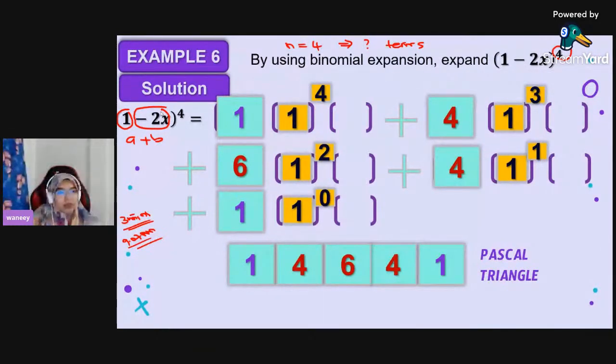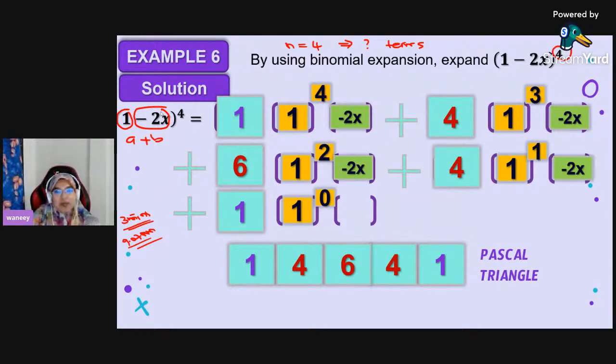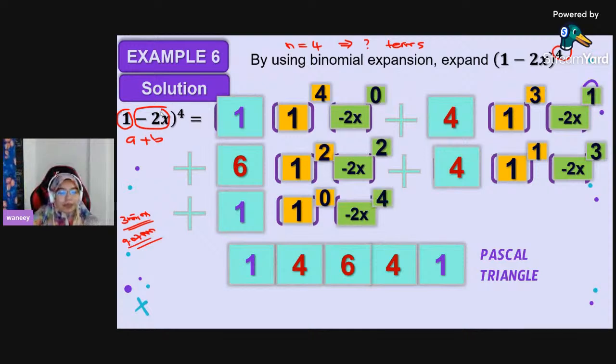Okay, and then substitute B. So B is negative 2x. So negative 2x, negative 2x, negative 2x, negative 2x, negative 2x. And then we are going to write down the power. So for the B, we should start with the lowest power, which is 0. And then keep on adding 1 until we reach the highest power, which is 4. So 0, 1, 2, 3, and 4.